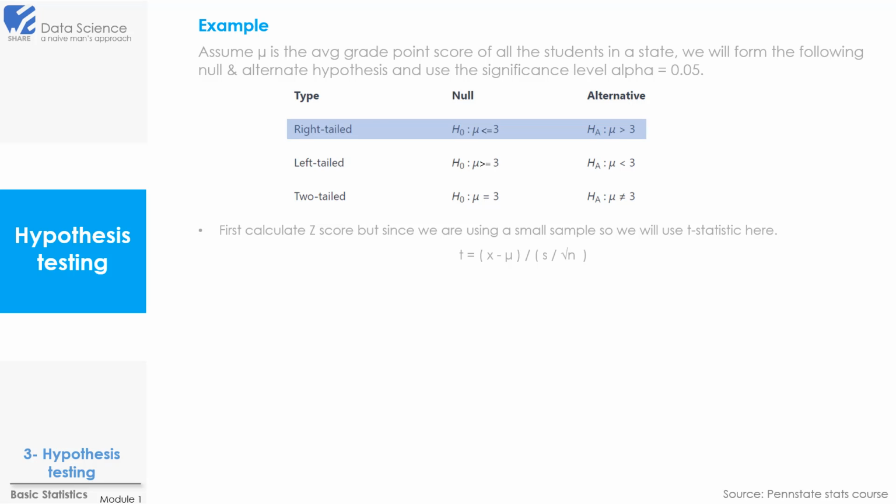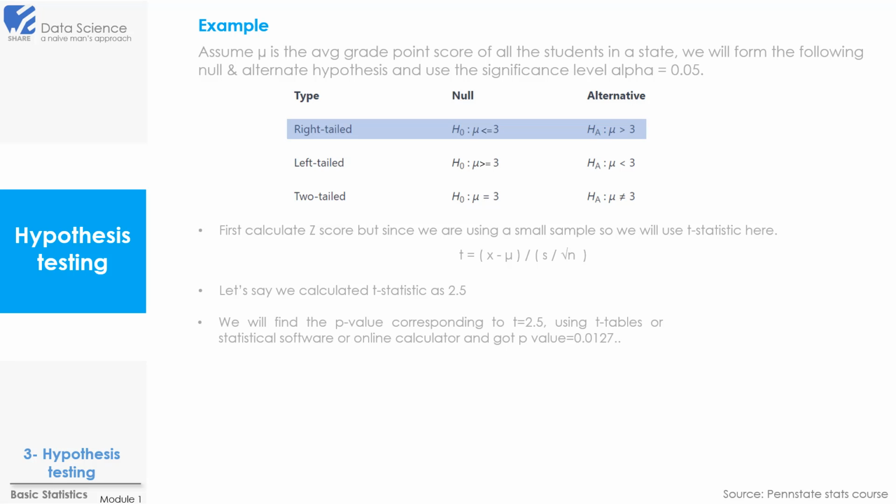Here x is the score, mu is the average score, s is standard deviation of the sample, and n is the sample size. Now this is only for demonstration purposes, so I am not going to show the calculation. I'll just assume that we have calculated t-statistic by using the above formula and it is coming out to be 2.5. So it's a simple formula, you just have to plug in the values and you will get the t-statistic. So let's proceed with the t-value of 2.5.